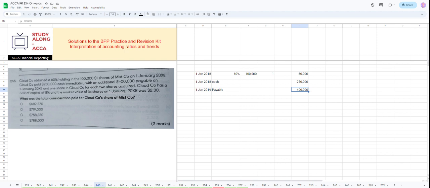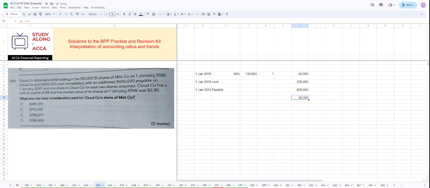And one share in cloud company for each two shares acquired. So we will divide. So what else are we going to pay? We are going to pay this divided by 2, so half of it, one share in cloud company for each two shares acquired. So 30,000 shares we are going to pay, I think, on this date only. Equity shares we are going to give, this 30,000.